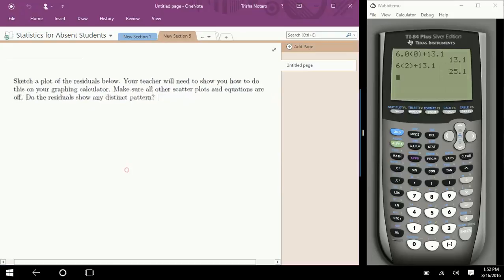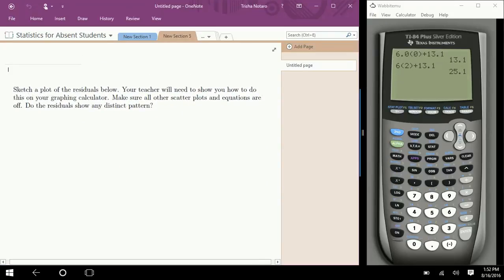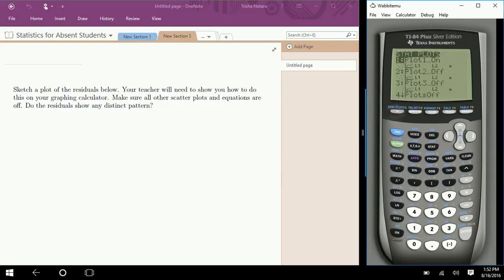Your teacher will need to show you how to do this on the graphing calculator. So make sure all your scatter plots and equations are off. So let's look at the calculator. Now we're going to clear. Make sure I go to y equals. Make sure I clear that. Nothing's there. Okay, so what we're going to do to graph this now, we are going to go second and then y equals. Just like how I had turned this on earlier. So now if you go here, it shows that it is on.